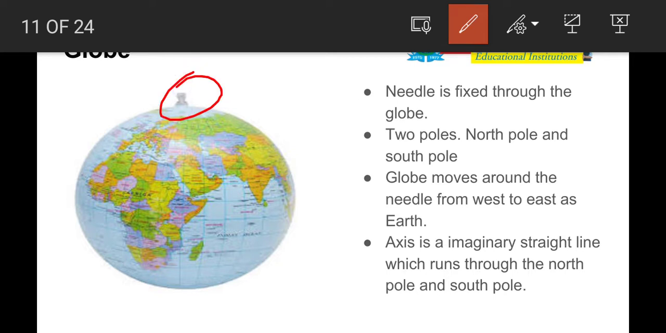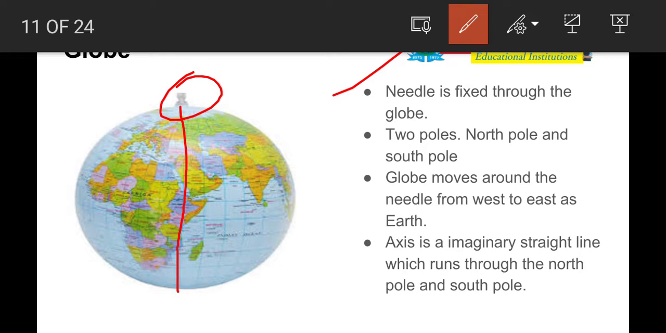Actually, the needle is fixed in the middle of the globe. The globe revolves on the axis. In the same way, our Earth revolves on its axis, because the globe is a model of the Earth. The needle which is fixed through the globe is called the axis. This is called the axis.